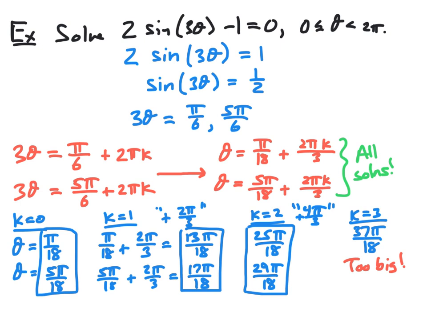So these 6 indicated angles here are all of our solutions to our equation between 0 and 2 pi. We have pi over 18, 5 pi over 18, 13 pi over 18, 17 pi over 18, 25 pi over 18, and 29 pi over 18.